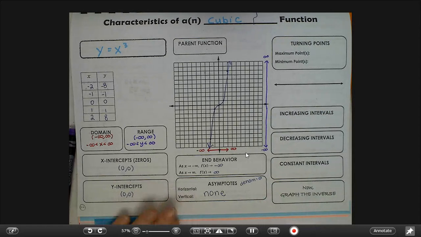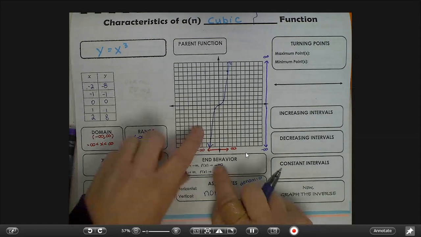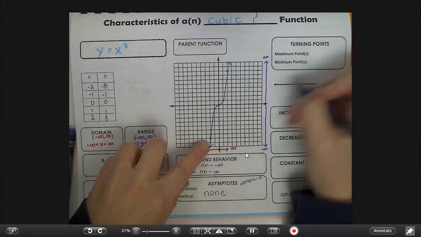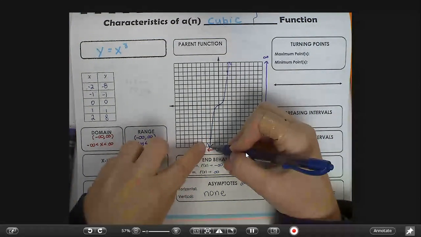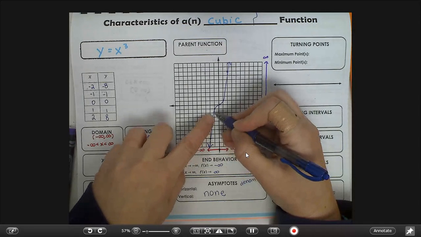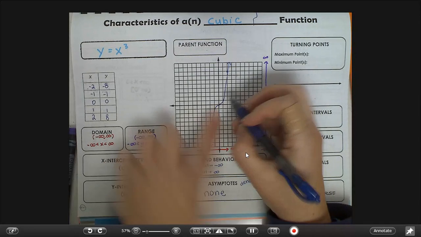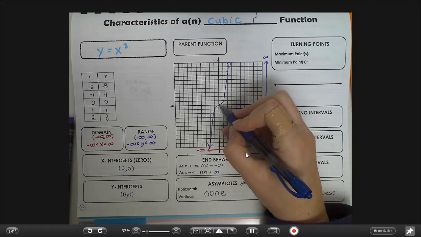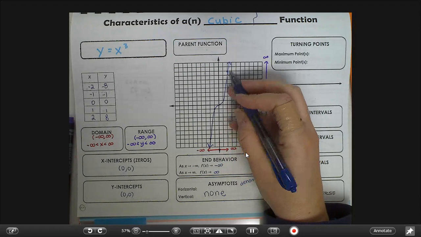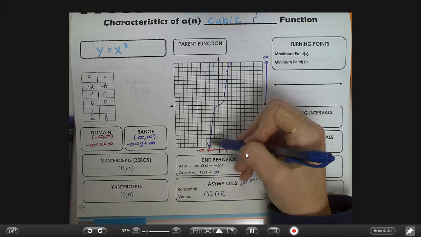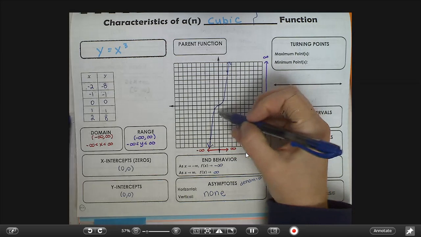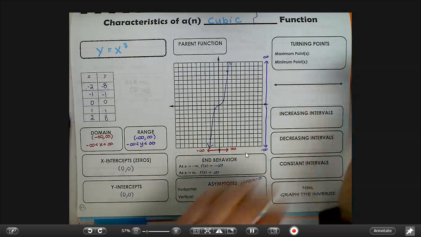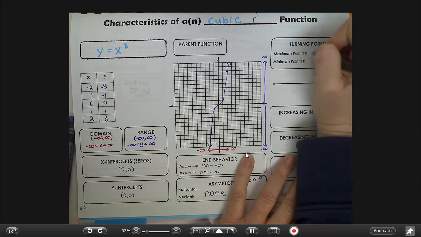Again, there are no asymptotes because asymptotes are where the denominator is equal to 0 and we have no denominator. Turning points. So our little guy is going up and it's getting bigger and bigger and bigger, and then it changes. But it's actually still going up. So from here, everywhere we look, it's going up. It's not changing direction, but it's changing a little bit, but not direction. There's no max and there's no min.